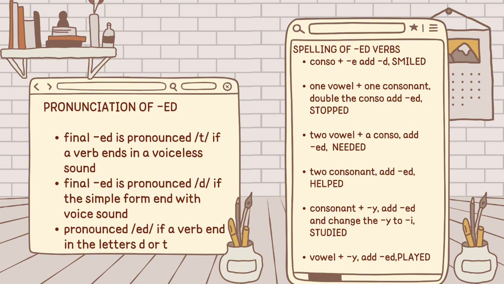Spelling of ed verbs rule. Consonant plus final e, add d. One vowel plus one consonant, double the consonant and add the final ed. Two vowels and a consonant, just add the final ed. Two consonants, just add the final ed. Consonant plus y, change the y to i and add ed. Vowel plus final y, just add the final ed.